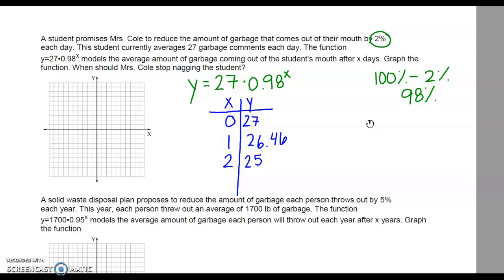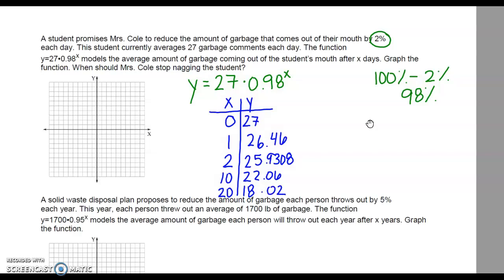I'm at 25.9308. Not going down very fast. So I'm going to jump to 10 days. After 10 days, plugging into my calculator, 27 times 0.98 to the power of 10, we are at 22.06. So I'm going to go 20 days out. 20 days out, I'm at 18.02.